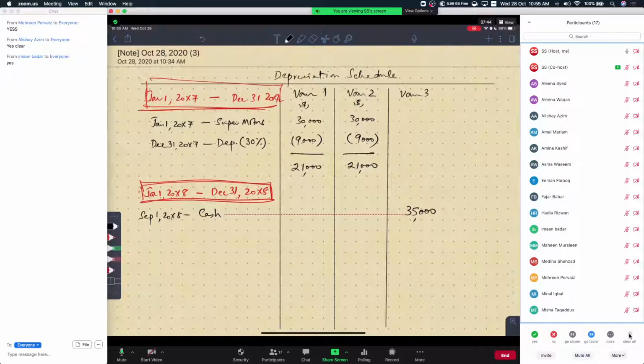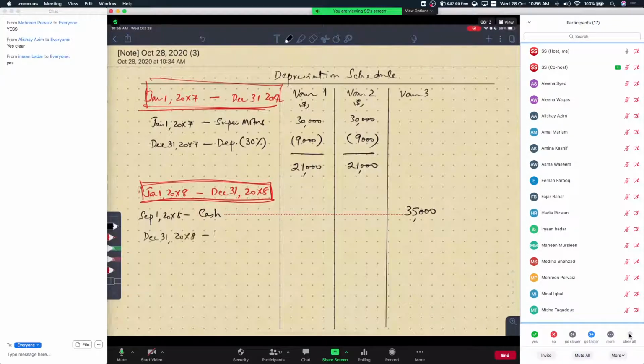Okay, so that is it. I think until 31st December 20x8 nothing else happened, because after 1st of September 20x8 the next event is the disposal of the first van, and that is happening in 20x9. So in this current year, there is no more event happening. That means we have reached the end of the current year on 31st of December 20x8.